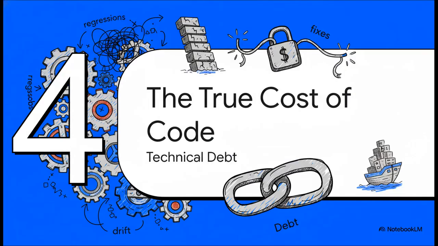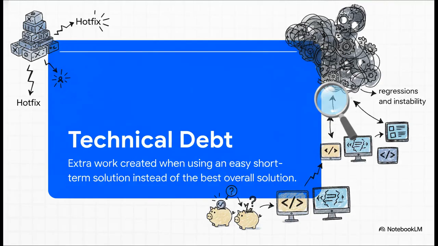So, all these issues, regressions, drift, all the fixes, they're really just symptoms of a much deeper, almost philosophical concept that every single software company has to deal with. And that concept is debt. This is what's known as technical debt.